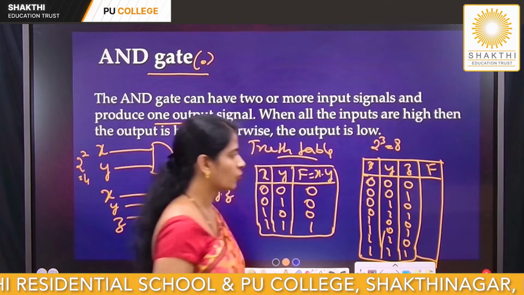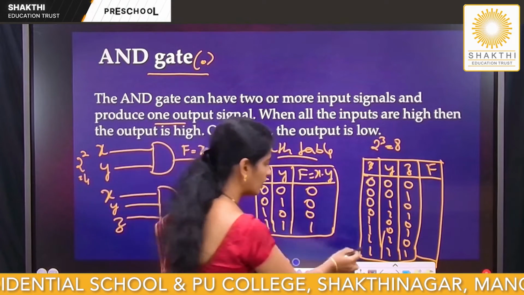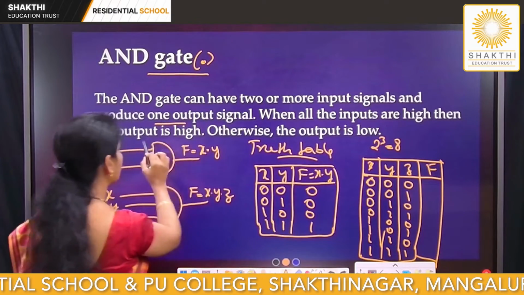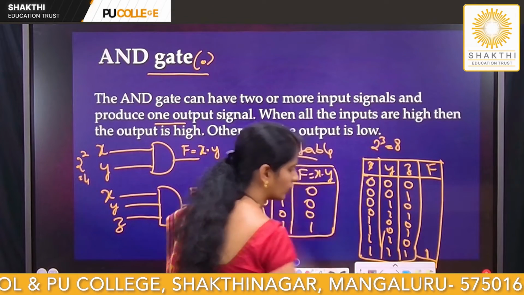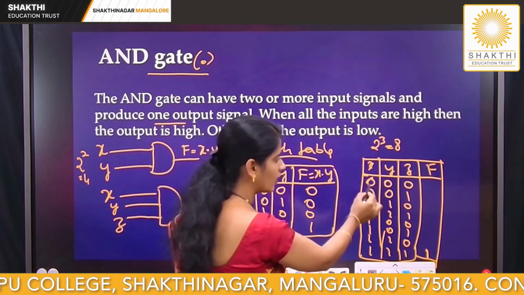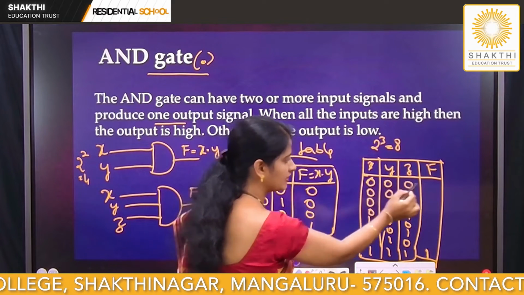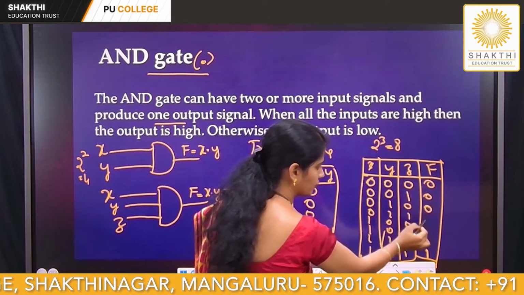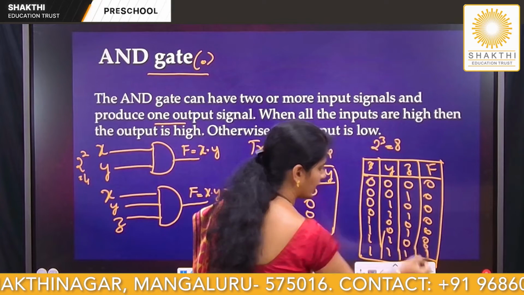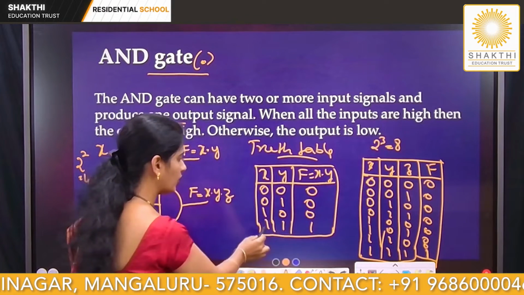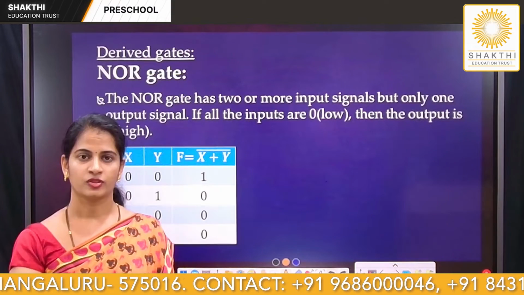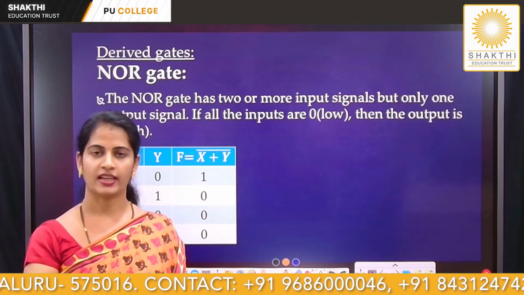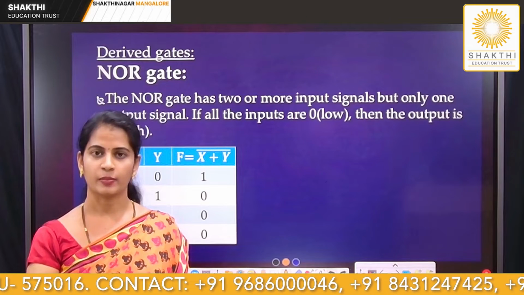So how to write output? You don't have to worry much about it. Only output signal is high when all the input signals are high. So you can get high only for the last option. For any one input signal being 0, the output is 0. As simple as that. You can write 0 for all other combinations and only high when all the input signals are high. So we have NOT gate, AND gate and OR gate as the basic gates.